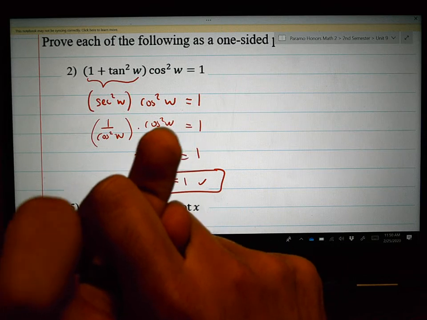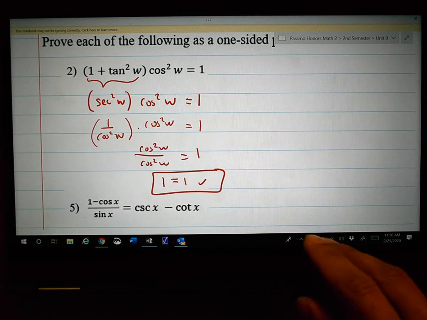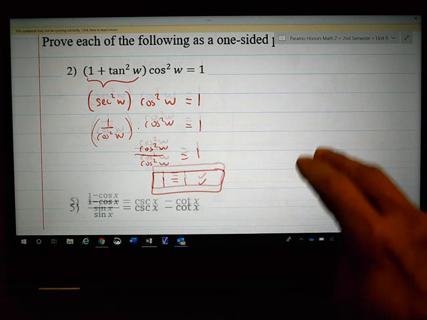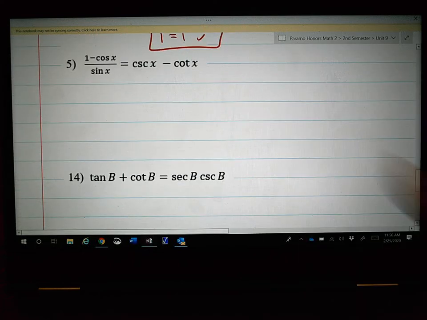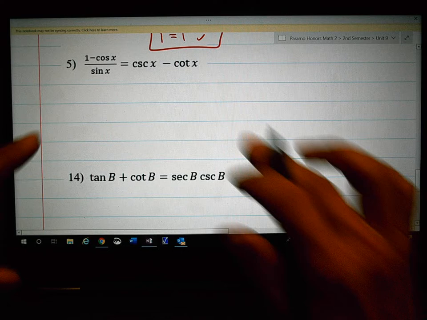If you can't tell which side is messy, then pick and go. Like this one, number 5. How many of you think the left side is messier, and how many of you think the right side is messier? Let's go. I think the left side is messier. Raise your hand. How many people think the right side is messier? More people say left side. Let's try the left side.